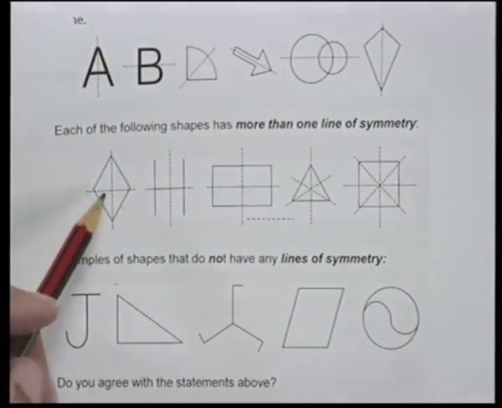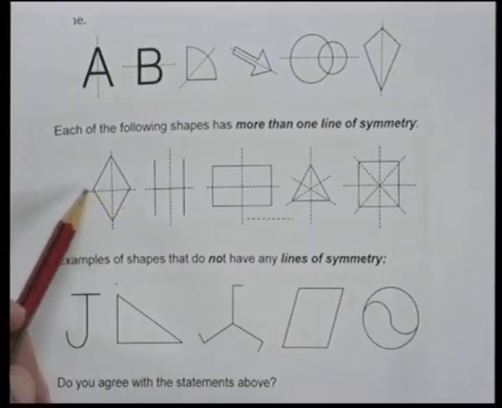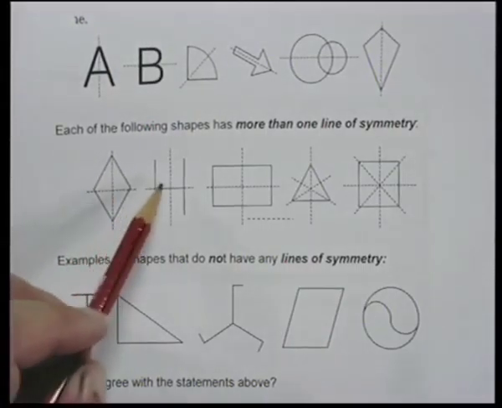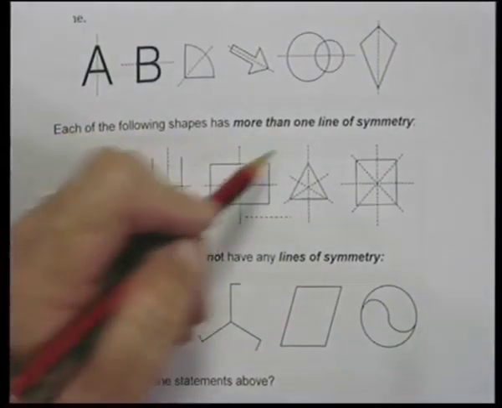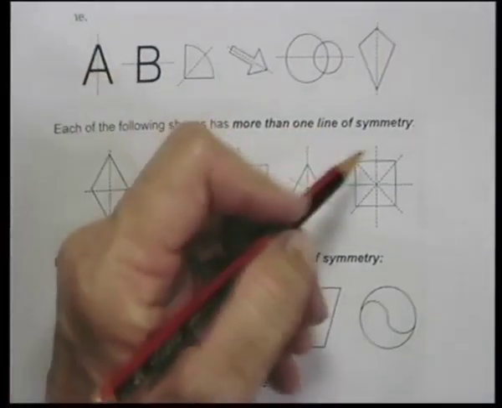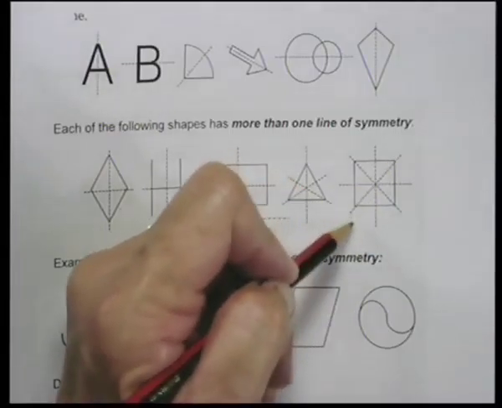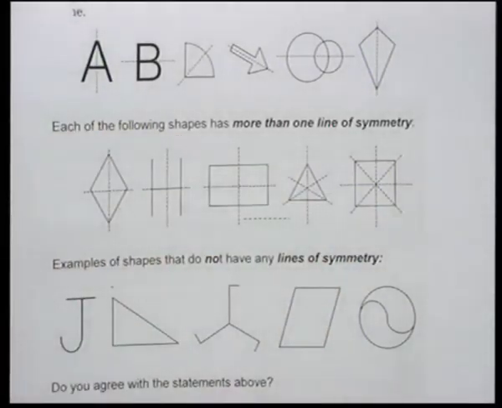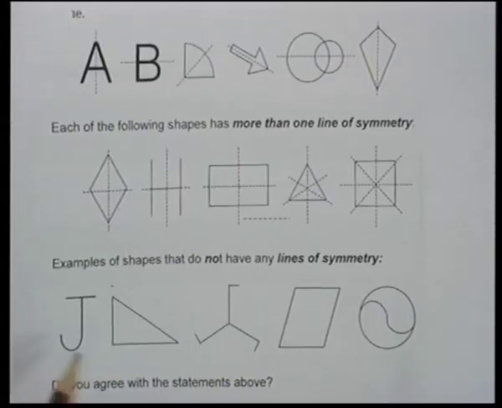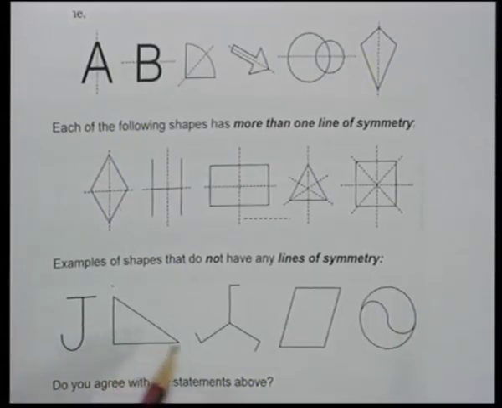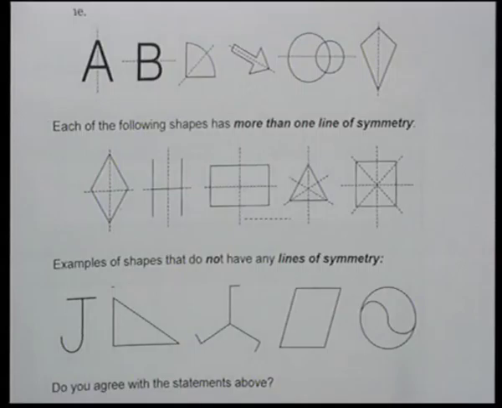These ones have more than one line of symmetry. This one has two lines, this one has one line, and even there's a line. Two lines there, this one even has three lines. One, two, three, four lines of symmetry. And examples of shapes that do not have any lines of symmetry. Here we see them, the J and this one. There are no lines of symmetry for these ones.